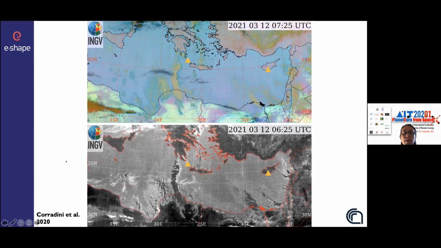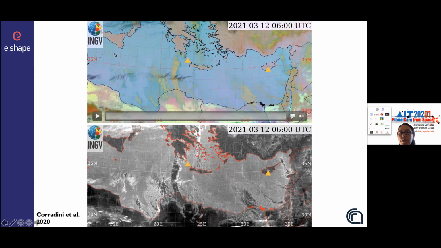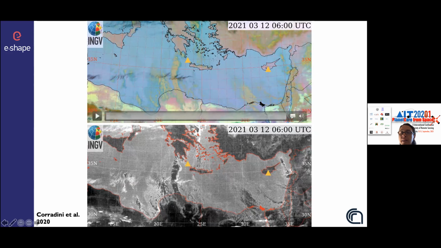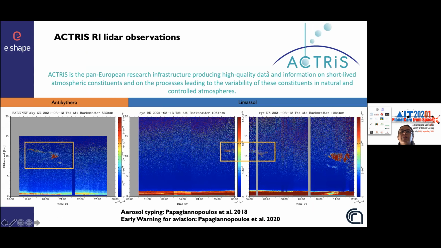For showing you, these two pins are the location of some in situ atmospheric observatories in Antikythera and in Cyprus. And these two sites are part of ACTRIS. ACTRIS is a research infrastructure for aerosol, cloud and trace gases study over Europe. And here I show you the information about the temporal evolution of the aerosol fields over Antikythera and Limassol.